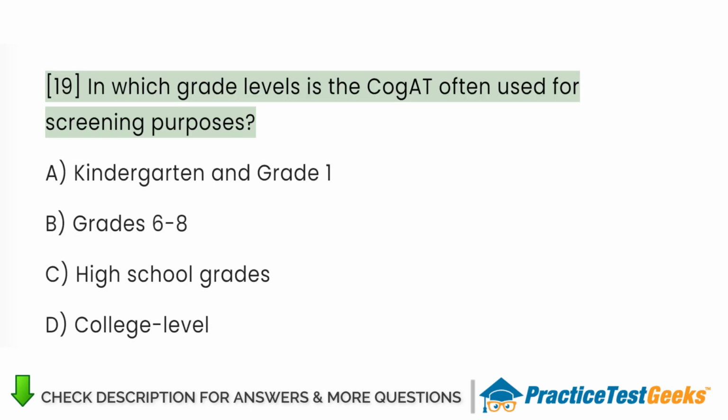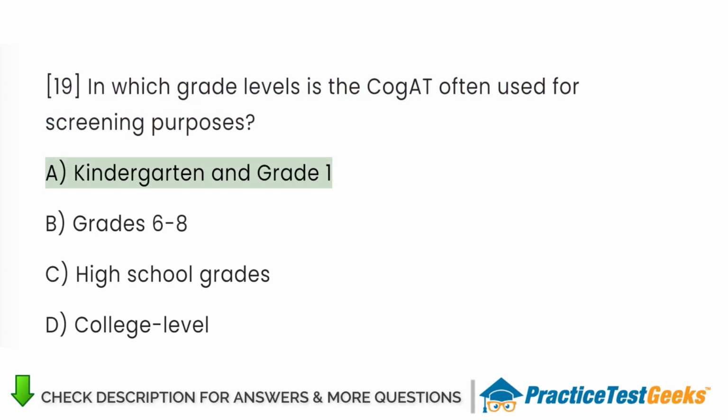In which grade levels is the CogAT often used for screening purposes? A. Kindergarten and grade 1. B. Grades 6 to 8. C. High school grades. D. College level.